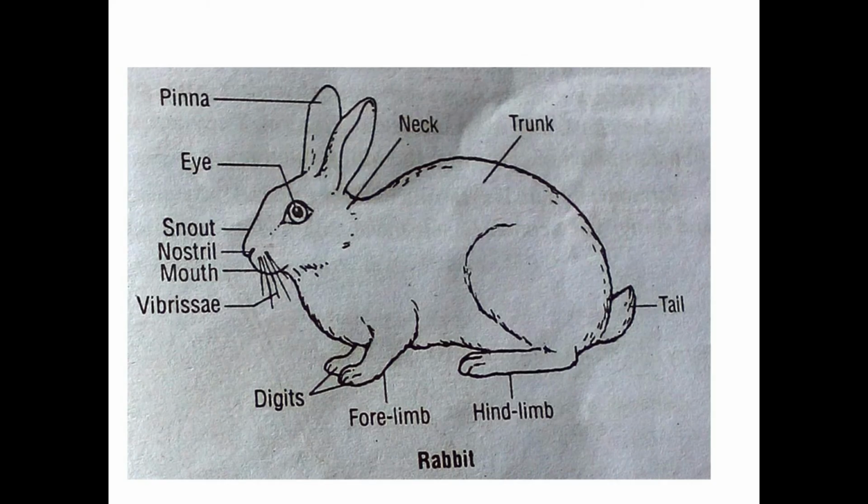The tail is very short and it is covered with fluffy hair. The tail shows certain peculiar movements. These movements serve as warning signals for the fellow members to escape from enemies. So these are the external features of rabbit.